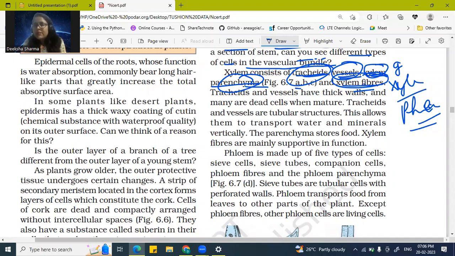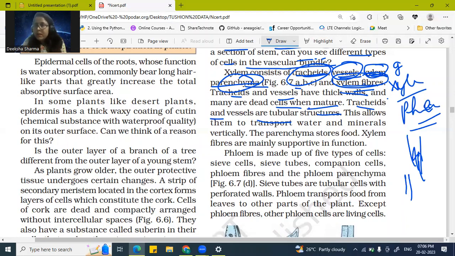Tracheids and vessels have thick walls and many are dead cells when mature. ठीक है, tracheids and vessels are tubular structures. ट्यूब की तरह होंगे, क्यों? Because they have to transport the water obviously. और ये जैसे तुम्हारे पेन की रिफिल रहती है ना, even पेन की रिफिल से भी पतली बारीक ट्यूब्स होती हैं. अब तुम्हारी पेन की रिफिल से इंक कैसे आती है? कैपिलरी एक्शन से ही आती है. तुम दिया जलाते हो, क्यों जलता है? कैपिलरी एक्शन से ही जलता है. तेल ऊपर आता है बाती में, in the wick.